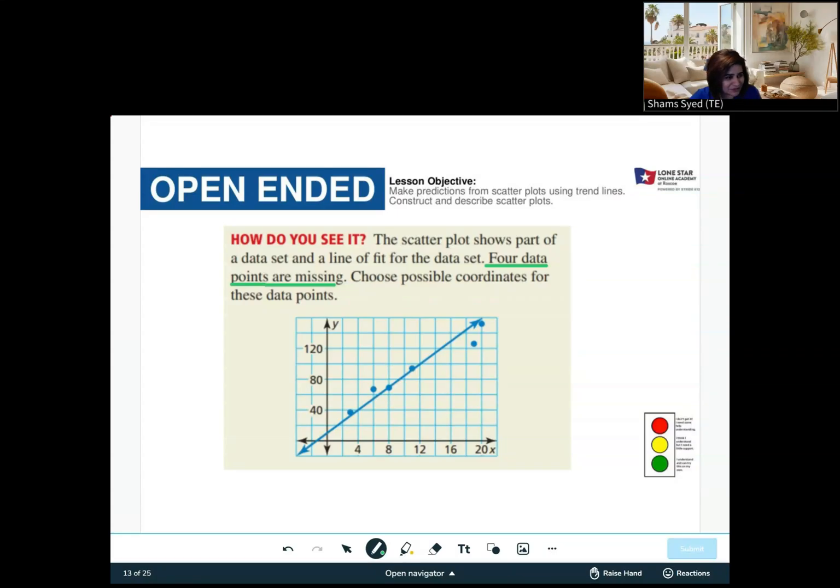Brianna, heading in the right direction. Jesus, heading in the right direction. Julia, heading in the right direction. Marissa, heading in the right direction. And Safa, heading in the right direction. Alyssa, heading in the right direction.